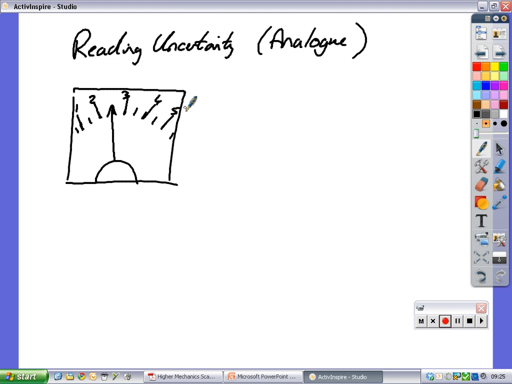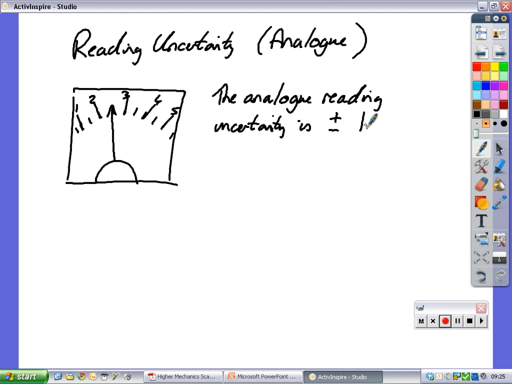And the analog reading uncertainty is plus or minus half of the smallest division. So using this as an example, I've got 1, 2, 3, 4, 5. Now what is the smallest division I can see on my analog scale on this one here? It's the smallest one I can read off this scale. Robert, can you read that? What's the smallest division I've got on this scale here?